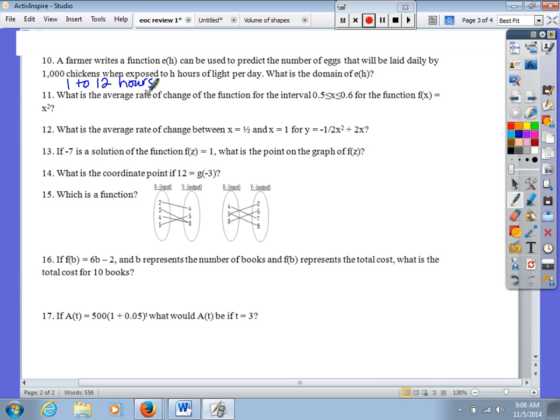Okay, number 11. What is the average rate of change for the function for the interval 0.5 to 0.6 for the function f of x equals x squared? To find the slope, you need 2 points and then subtract your y's over your x's. So my first point is my first interval. My second point is going to be my second interval. You got it? Yeah. So x squared, if I put 0.5 into this, I get 0.25. If I put 0.6 into this, 0.36. And then all you do is subtract your y's over your x's. Does it matter which order you go in? No, as long as you keep the same order.